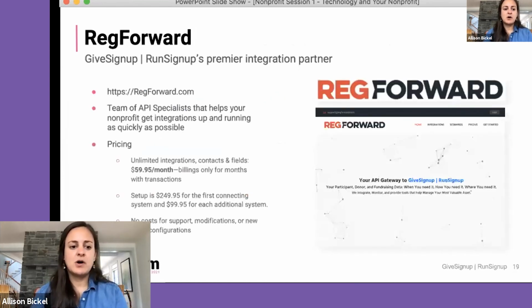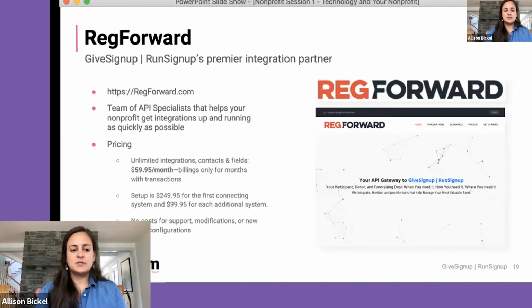I did want to call out their pricing because it is a really affordable way that they're able to build these integrations. So your nonprofit can get unlimited integrations for only $60 a month. And if you're only using GiveSignup for 2 or 3 months out of the year for when your ticket purchases are open, you're only having to pay that fee during the months when the integrations are happening. So if you don't have activity happening on our platform in other months, there's no cost.